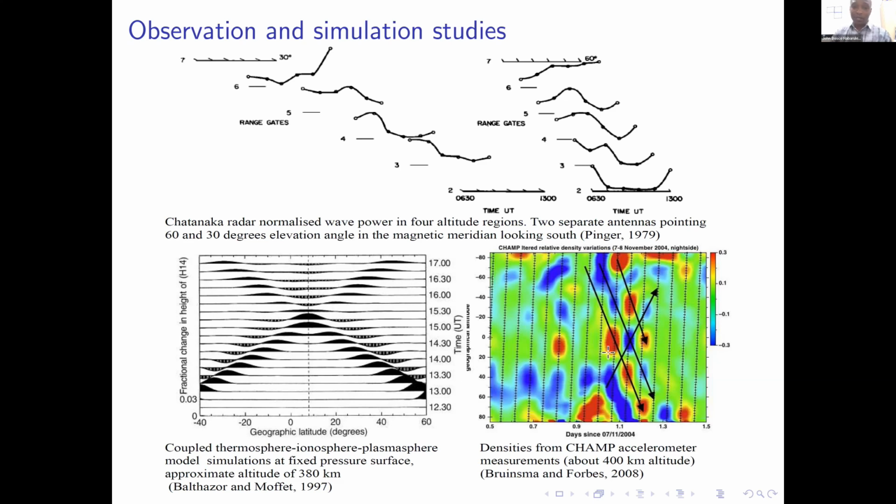Now, on your right, we are showing the CHAMP relative density variations during the storm of the 7th to 8th November 2004. And these are only night side observations. On your x-axis is time in terms of days, and on the y-axis is the geographic latitude. And once again, you can see the indications of these waves propagating from either the northern hemisphere to the southern hemisphere or vice versa. So this is just to put into perspective that you can have gravity waves propagating from either hemisphere and crossing over to the other hemisphere.